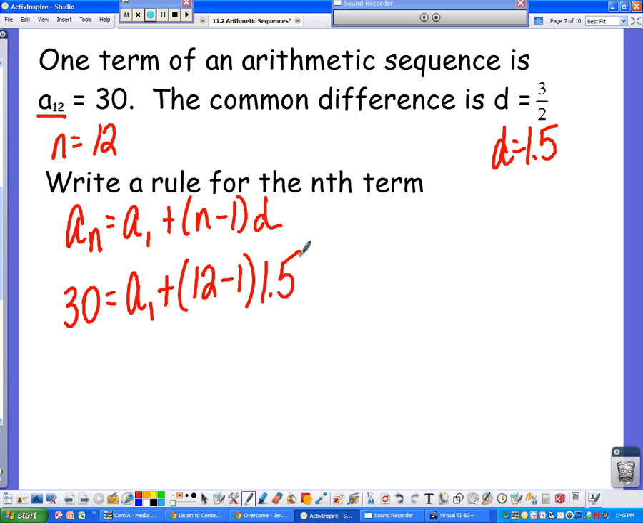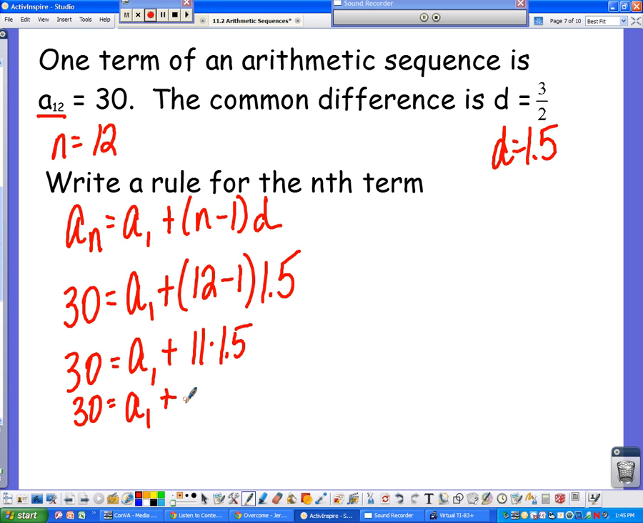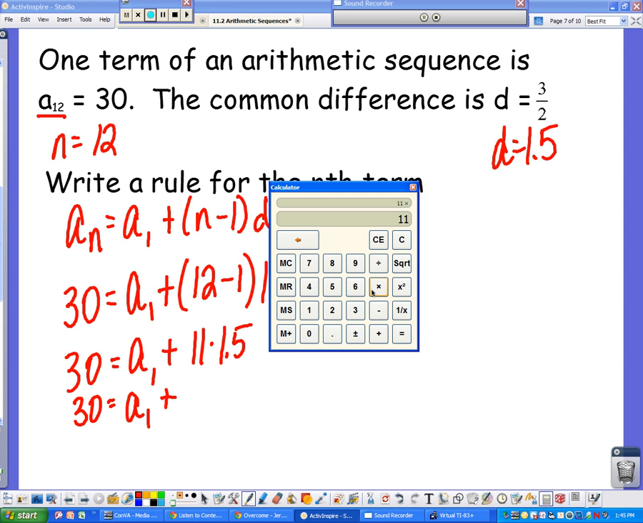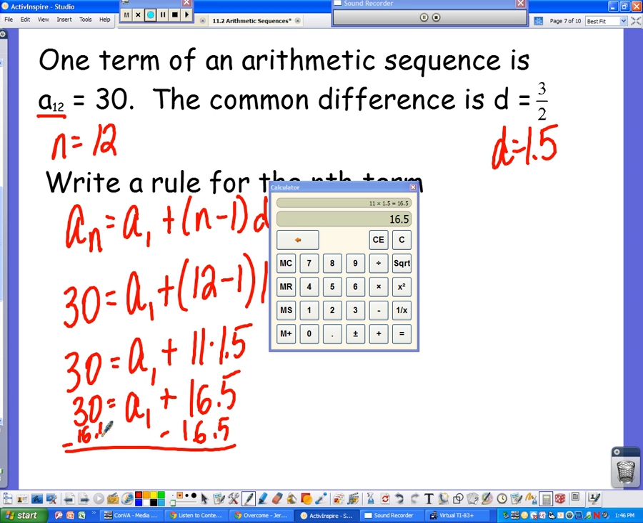So I get 30 equals a sub 1 plus 11 times 1.5. So 30 equals a sub 1 plus, and 11 times 1.5 gives us 16.5. So then subtract the 16.5, and we get 30 minus 16.5, which is 13.5 for our a sub 1.